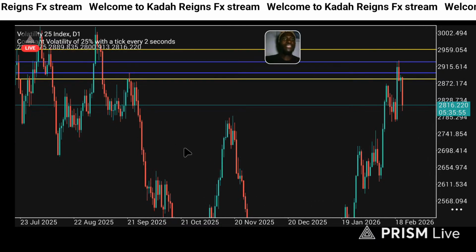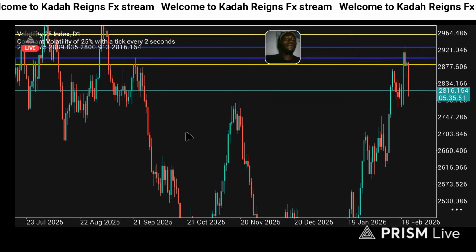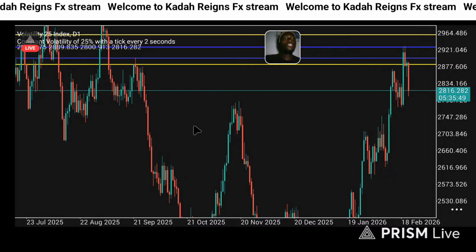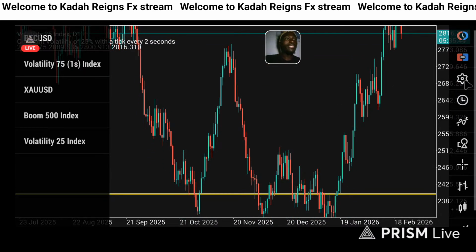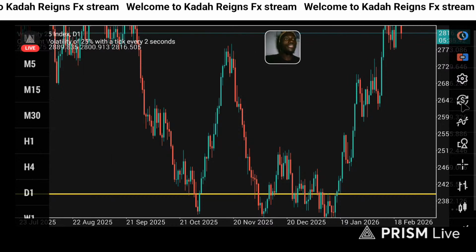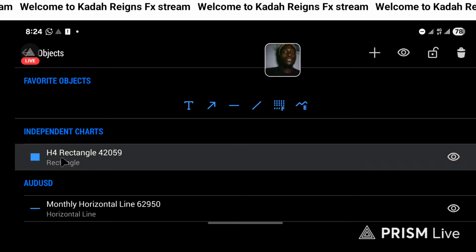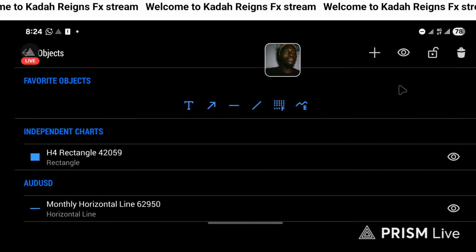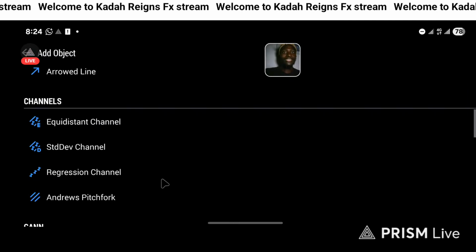Basically, for the overall trend, there are two types of trends. Okay, I would say there are three types of trend. There is a bullish trend, then there's a bearish trend. When the market is bullish trending, it'll be going up, right? Let me select my rectangle. I want to show you guys a bullish trend.